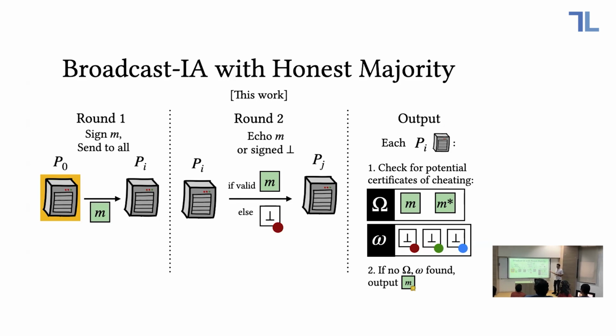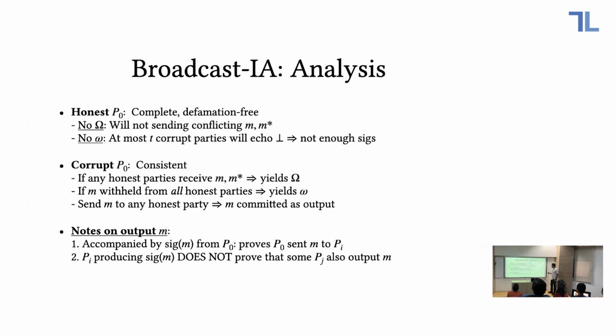The analysis is that it's safe to output that, because if I haven't been able to produce any cheats, that means no other honest party will have a different message. The other honest parties might have seen cheats, but that's why it's safe to output whatever message you have. So we achieve defamation freeness and we achieve consistency, which is what we wanted from our broadcast primitive.